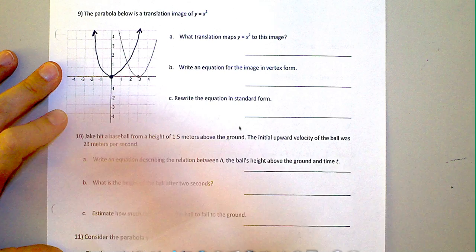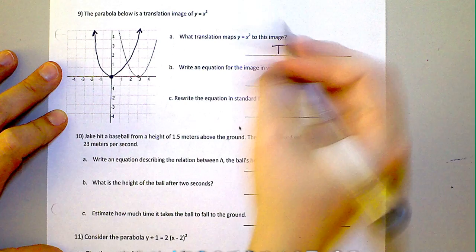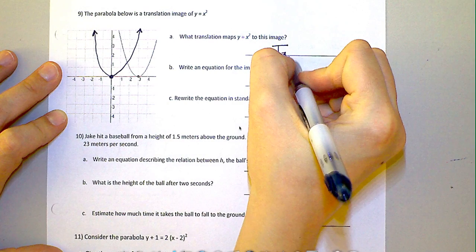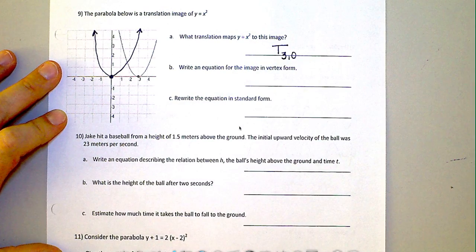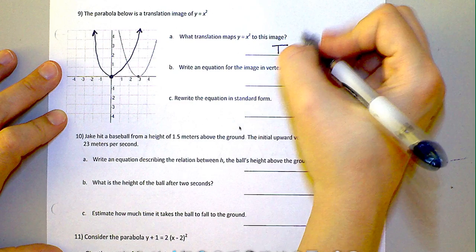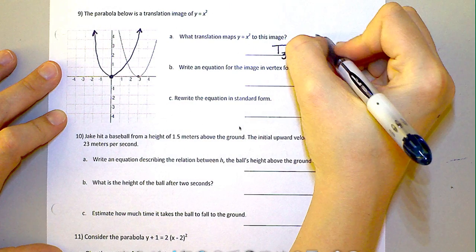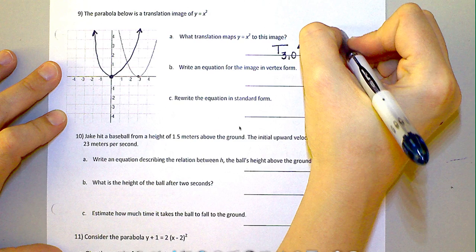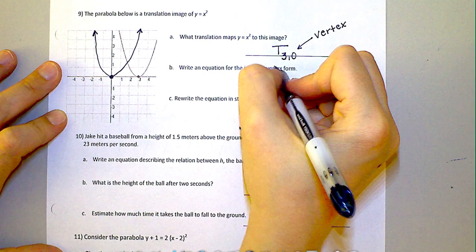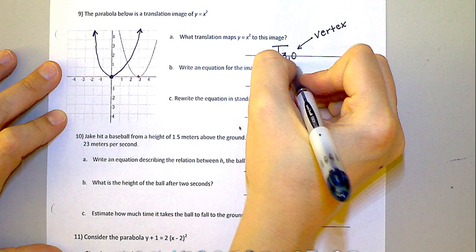Okay, so my translation, I'm going to use a T, and then I'm going to say I moved 3 to the right and 0 up and down. So just T, 3, 0. Now remember when you do that, that these numbers here really represent your vertex, which are h and k.